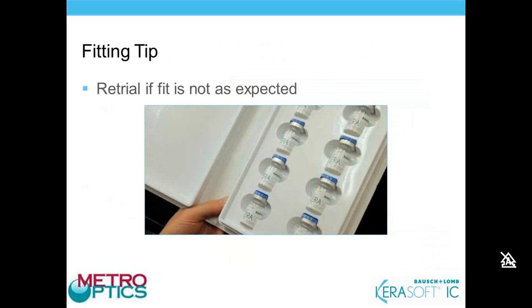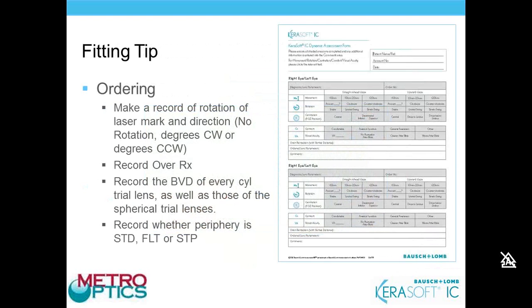A fitting tip for you is if the diagnostic or the prescription lens doesn't perform the way you expect, you go back to the trial set, and that will help. You sometimes will find that you might have evaluated it not ideally the first time around. And again, that's where that 5 minutes comes into play. So again, if something comes out the way you didn't expect, go back to the trial set and try that initial diagnostic lens that you had.